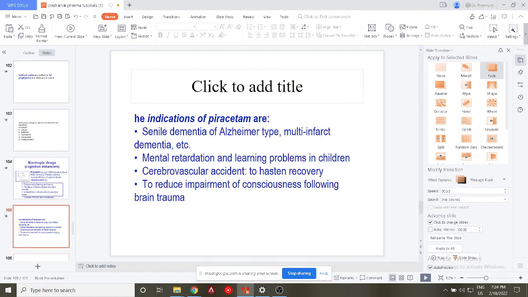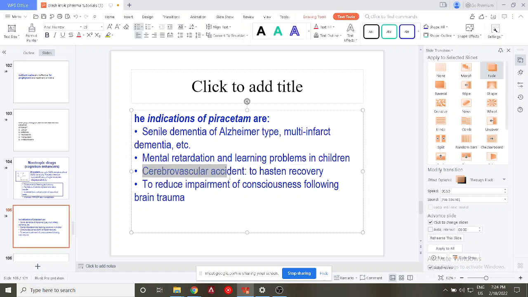Okay, so indications of piracetam. So Alzheimer's, so these people have dementia, so they are losing their memories. Also mental retardation and learning problems in children. Also cerebrovascular accidents to hasten recovery.